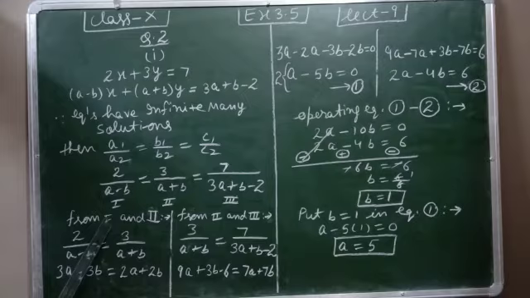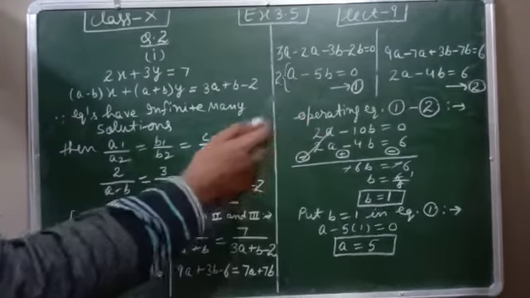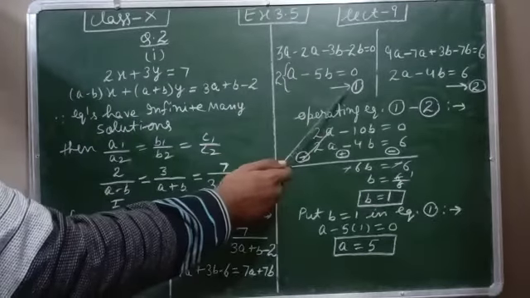Let us first take the pair of first and second. So cross multiply: 3a minus 3b equals 2a plus 2b. We will shift all the values to the left hand side. Let this be equation number first.